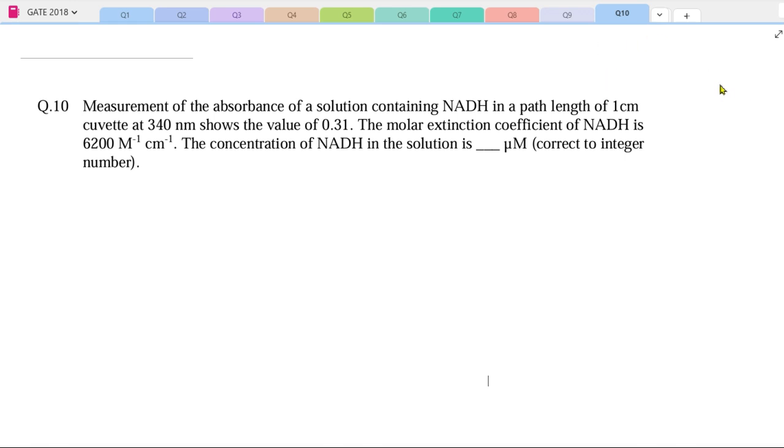The measurement of absorbance of a solution containing NADH in a path length of 1 centimeter at 340 nanometers shows a value of 0.31.